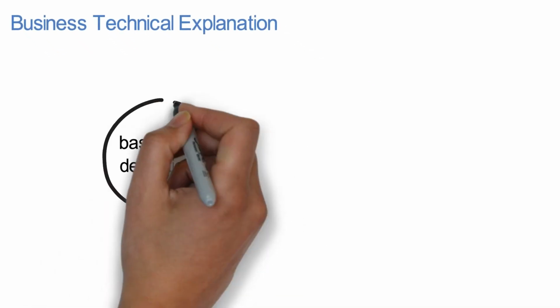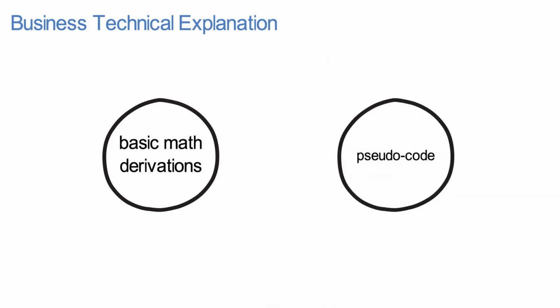In this video, I want to use some basic math derivations and pseudocode to walk you through the strategic portfolio allocation approach of Markowitz. So the video is well suited for undergrad students and also for MBA students. The portfolio selection process of Markowitz is a two-step approach.